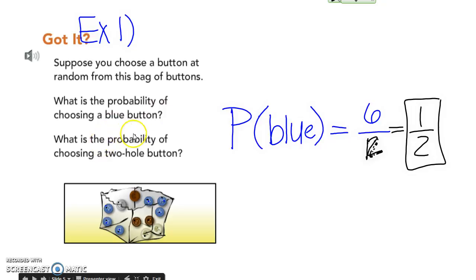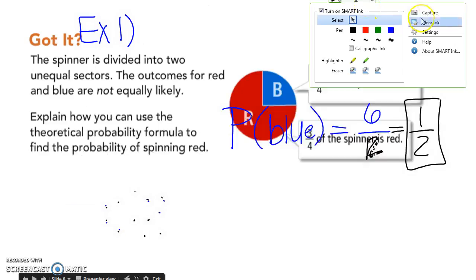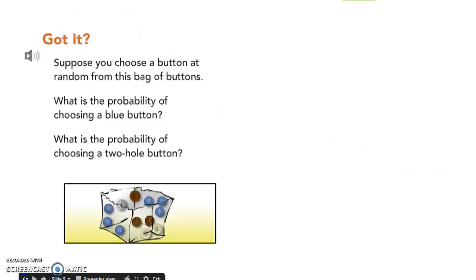Then the second part says probability of choosing a 2-hole button. Well, I've put all these dots on it, so I'm going to erase this so I can see how many holes. Okay. How many of these buttons have 2 holes? It looks like this one and this one have 2 holes. I don't see any more that have 2 holes. So we're just going to say 2 out of 12 would be the probability of picking a 2-hole button, which I can simplify to be 1 out of 6.